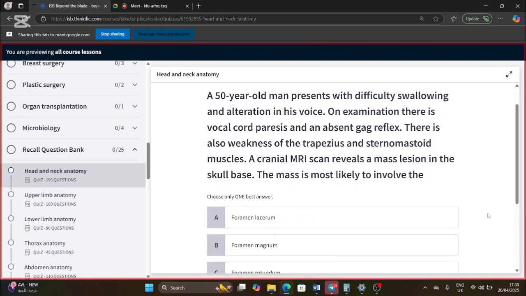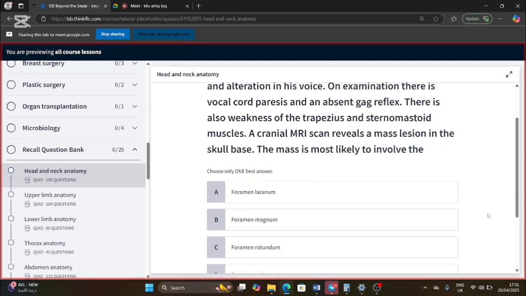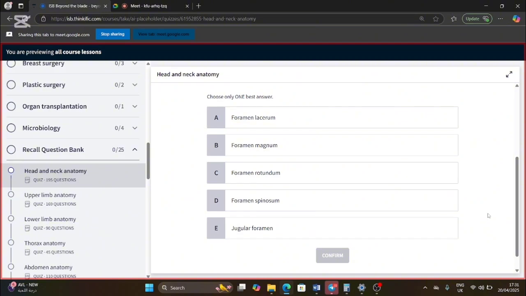A 50-year-old man presents with difficulty swallowing and alteration in his voice. On examination, there is vocal cord paresis and an absent gag reflex. There is also weakness of the trapezius and sternomastoid muscles. A cranial MRI revealed a mass lesion in the skull base, most likely involving which foramen? Okay, he asked about the foramen.